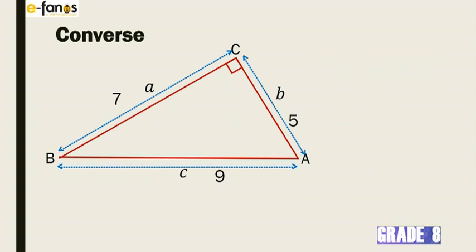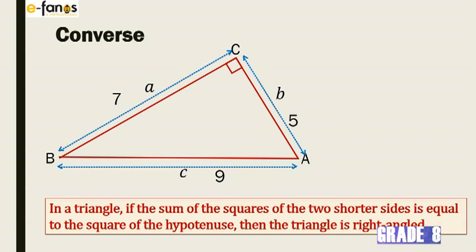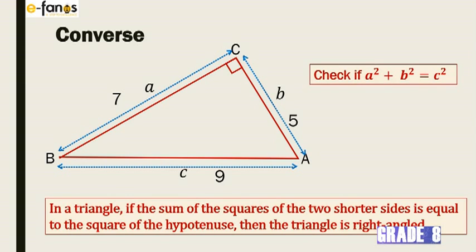The converse of Pythagoras' theorem says that if the sum of the squares of the two shorter sides is equal to the square of the hypotenuse, then the triangle is right-angled. So in other words, if a squared plus b squared equals c squared, then the triangle is right-angled. In this example, we can check if a squared plus b squared equals c squared by checking if 7 squared plus 5 squared equals 9 squared. 74 equals 81. No, that's not true, so this triangle is not right-angled.